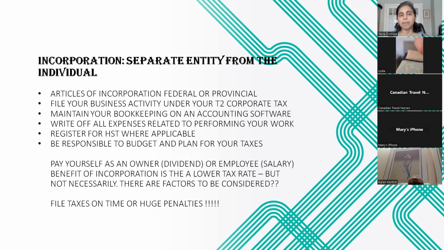So the first thing, when you incorporate, you get something called the articles of incorporation. I'm sure many of you must be aware of this. It's basically your license or a document that says you are now incorporated. This is your corporation number, this is your date of incorporation, these are the directors. This document, ladies, is very important.